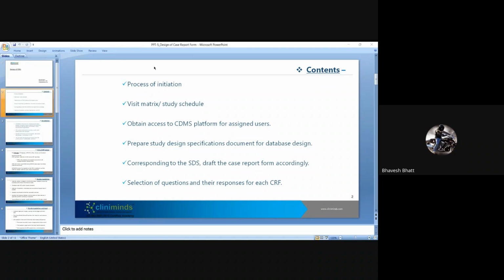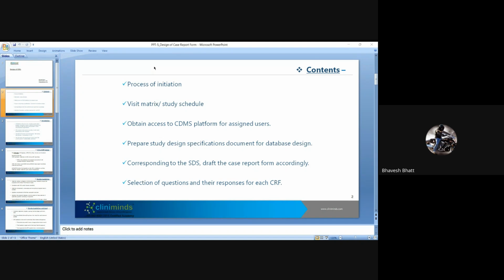Further, preparing the study design specifications document for database design, and corresponding to the SDS, we will have the case report forms accordingly developed in line, and selection of the questions with their responses for each CRF.